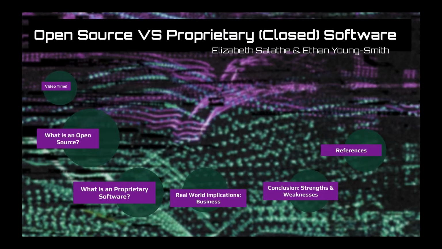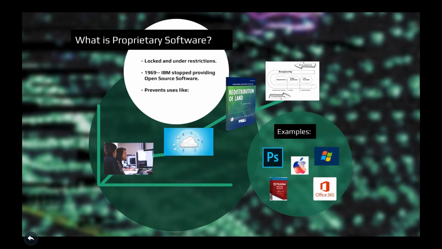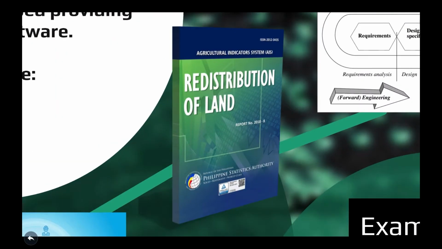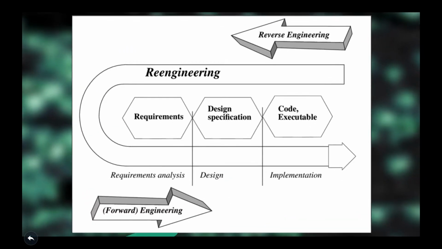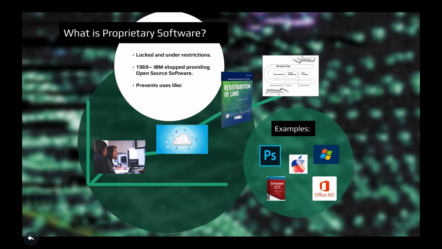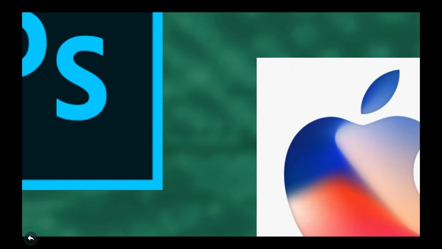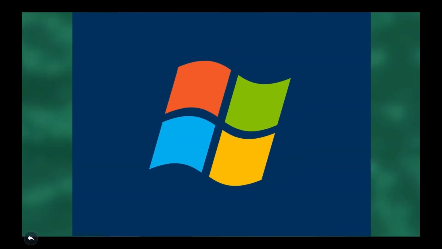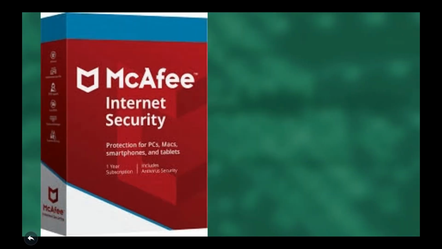In 1969, IBM stopped providing open source software and began to introduce closed sources. Closed source software, also known as proprietary software, is software that is locked and under restrictions. As a result, it prevents modifications, sharing, redistribution, and reverse engineering. Some examples of closed sources are Photoshop, Apple, Windows, McAfee, and Microsoft Office.